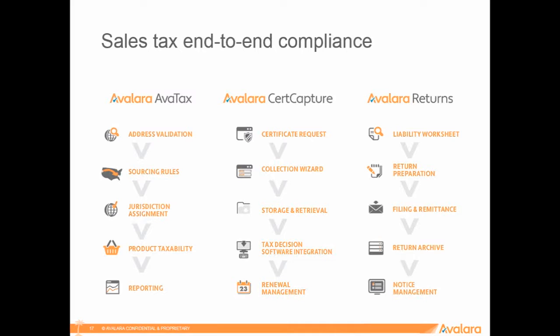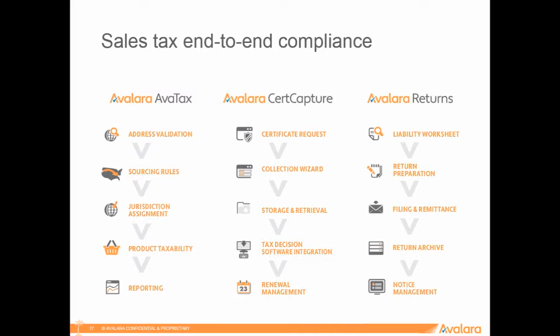Next, it's going to look at the sourcing rules. So now we know our jurisdiction, but where is it coming from, where is it going to, and what are the sourcing rules? It's going to make the jurisdiction assignment. It's going to look at the product taxability for what you're selling. And it's going to calculate the tax and provide unlimited reporting.